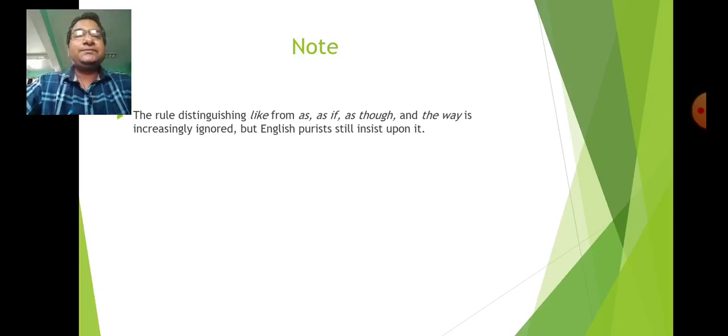Note for you students, the rule distinguishing like from as if, as though, and the way is increasingly ignored, but English purists still insist upon it. It means if there is some kind of confusion among the intellectual people, it must be informed to all of you.